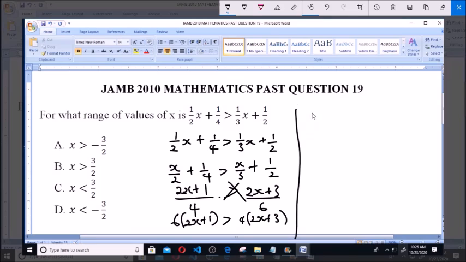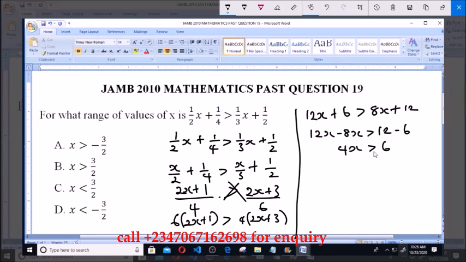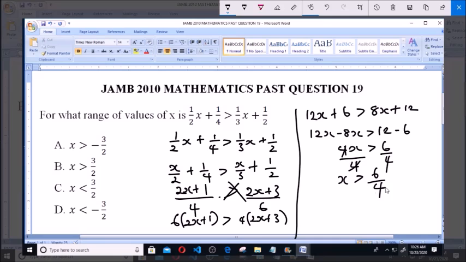Now opening the bracket, we have 12x plus 6 is greater than 8x plus 12. Collecting like terms, we have 12x minus 8x is greater than 12 minus 6. So we have 4x greater than 6. Dividing both sides by the coefficient of x, which is 4, we have x is greater than 6 over 4, which reduces to 3 over 2. So x is greater than 3 over 2, and that is option B.